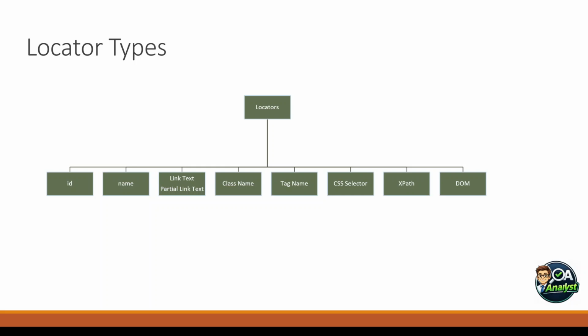The next is XPath. XPath is the XML path, extensible markup language path. It is the most powerful locator and is also called a universal locator. It can be used for almost any element. It uses XML path expressions to locate elements, and it supports relative and absolute paths. It can navigate parent to child, child to parent, sibling to sibling, handle dynamic elements, and work even when nothing else works. XPath is verbose but extremely flexible.